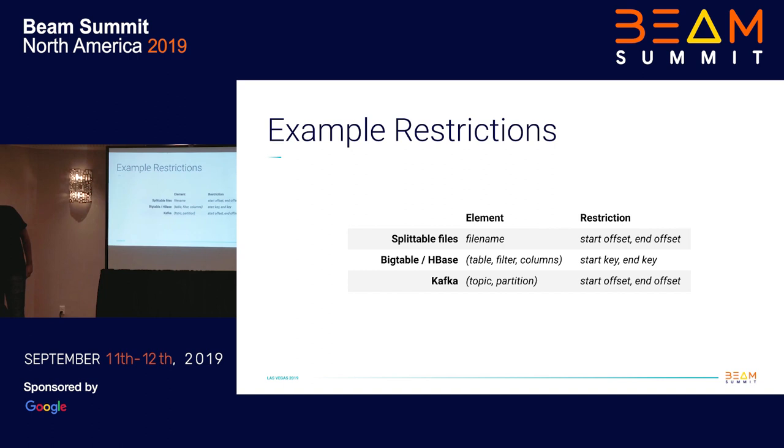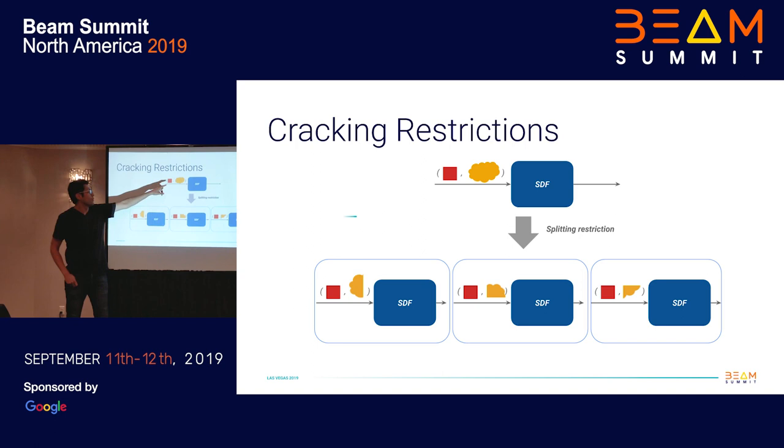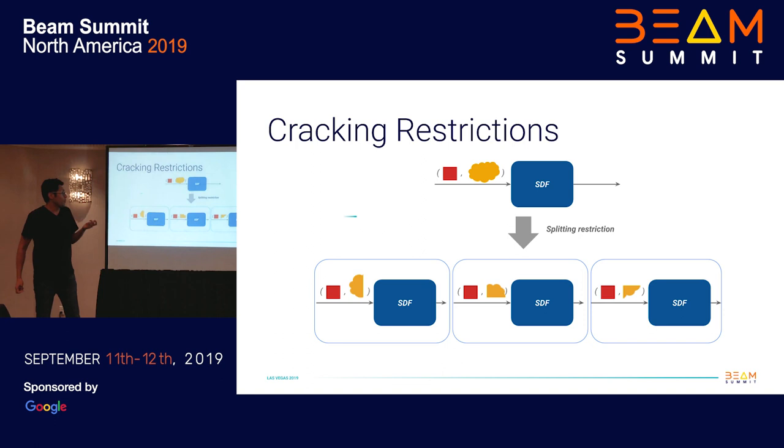So when we have this restriction that defines the complete read that we are going to do, it can be subdivided, and this we call cracking in the Splittable-DoFn terminology. And here you can see how it's cracked, and this is what is going to be read by every worker. But here is where the magic is. The way we can achieve infinite reads is by cracking this in a way that is continuous, a little bit like recursion in the process.